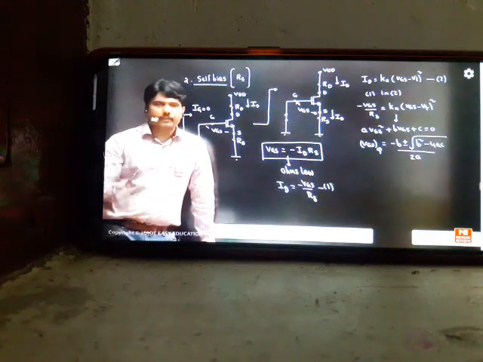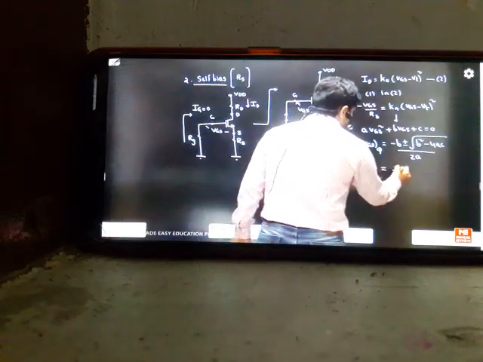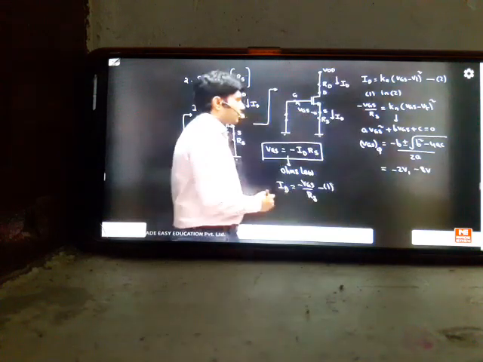Definitely in this subject, you will get 2 values compulsorily. Then how to justify which value is correct? For example, my answers are coming here as minus 2 and minus 8, suppose. This is the choice of answers I got.